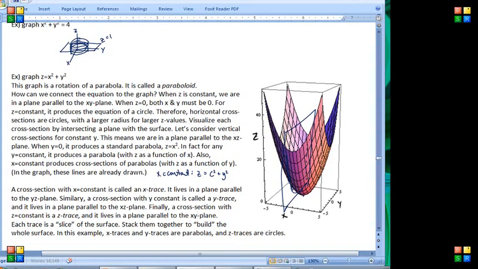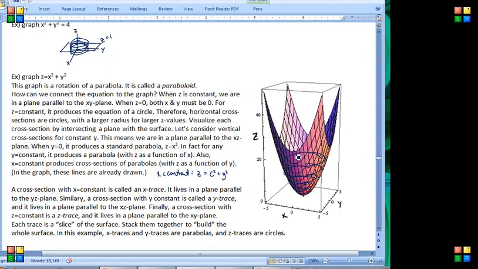Another way to think about this is to imagine that you take all the x traces, or all the y traces, or all the z traces, and stack them together to build the surface. Perhaps it's easiest to think of in the case of the z traces. In the z trace, you get a circle, a circle, a circle, and you stack them all on top of each other, and you wind up with this paraboloid.